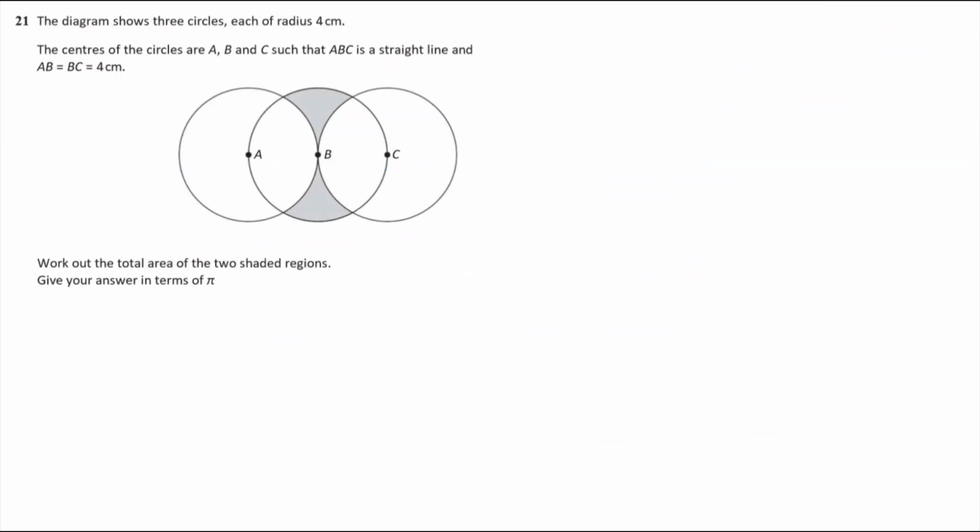Question 21. The diagram shows 3 circles, each of radius 4 centimeters. The centers of the circles are A, B, and C, such that A, B, and C are in a straight line, and AB equals BC equals 4 centimeters. Work out the total area of the 2 shaded regions. Give your answer in terms of pi. Okay. Now, first off, this is a horrendous question.